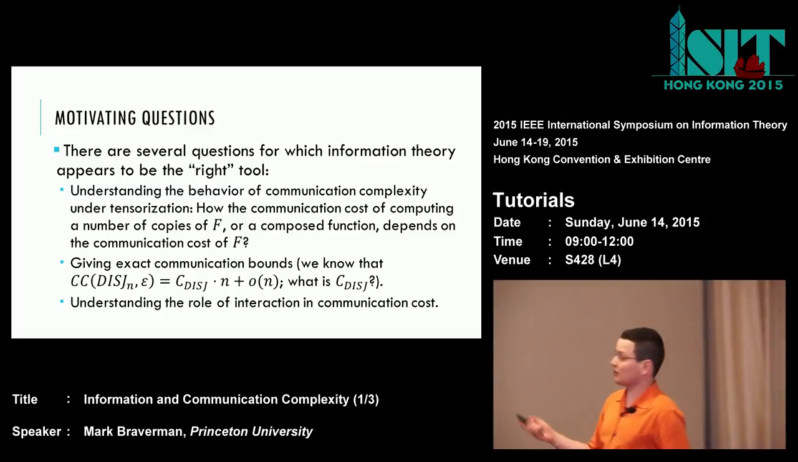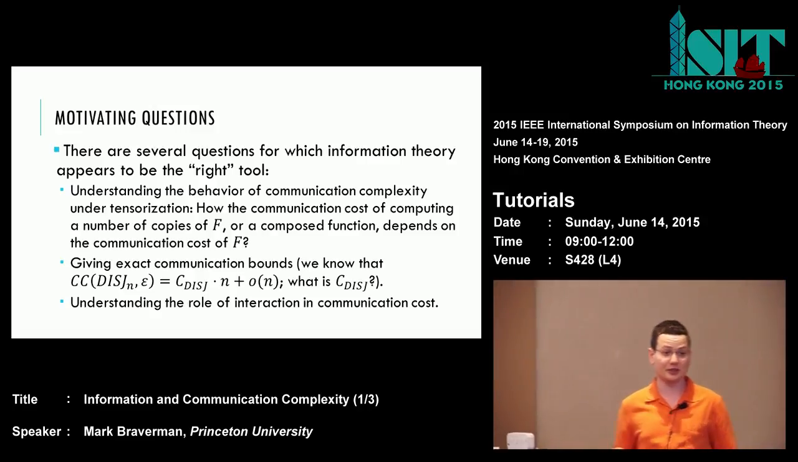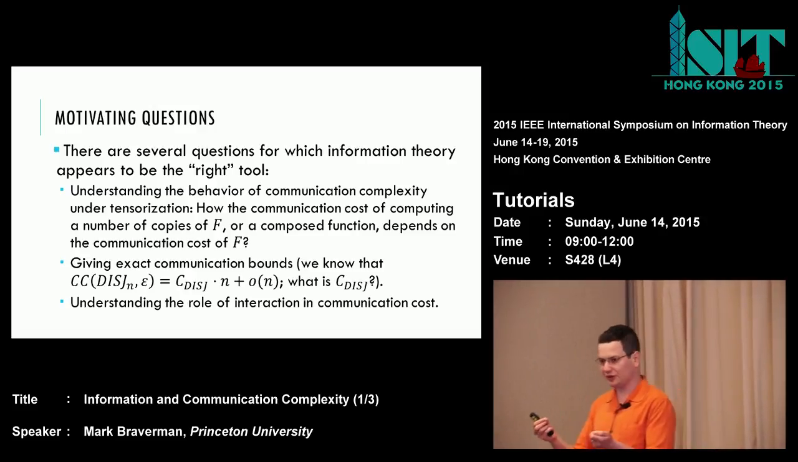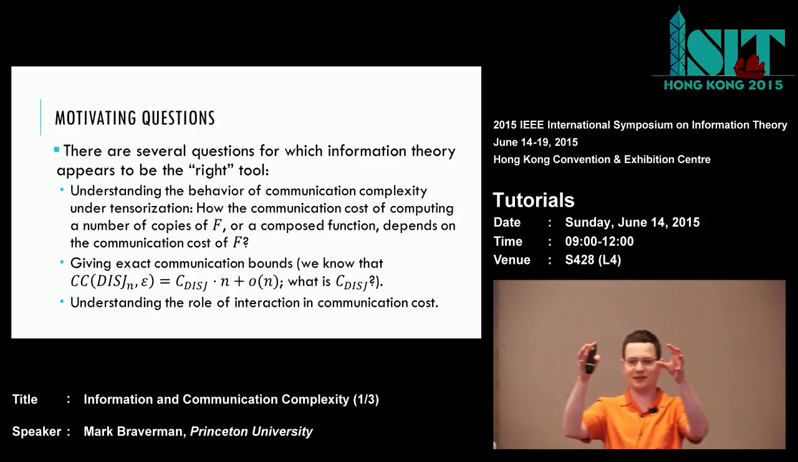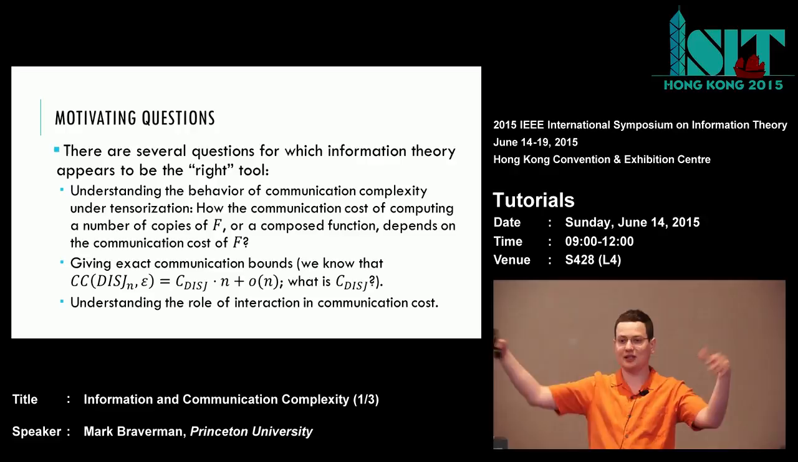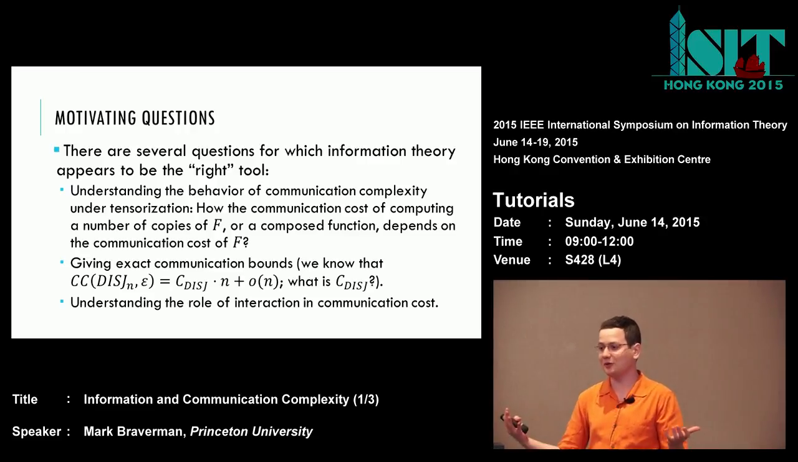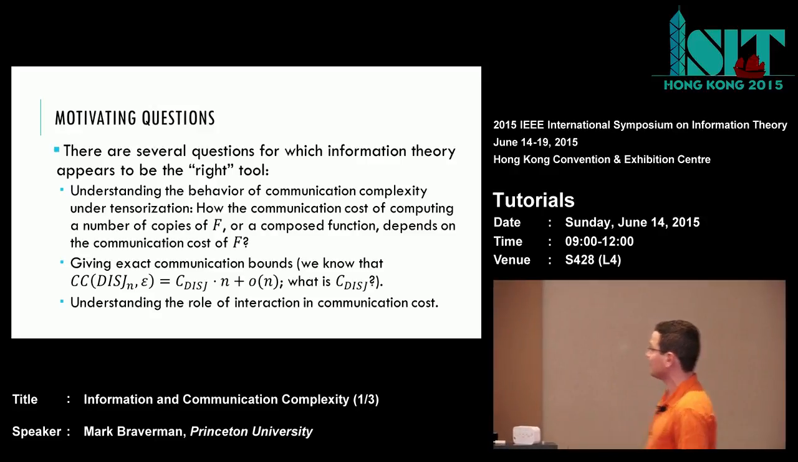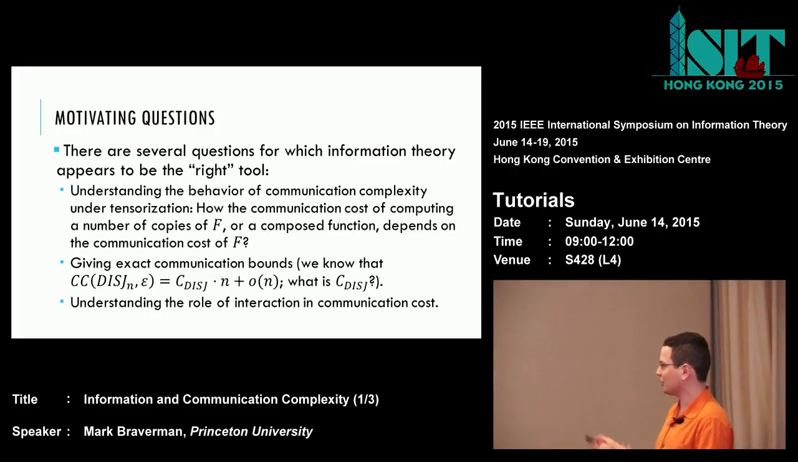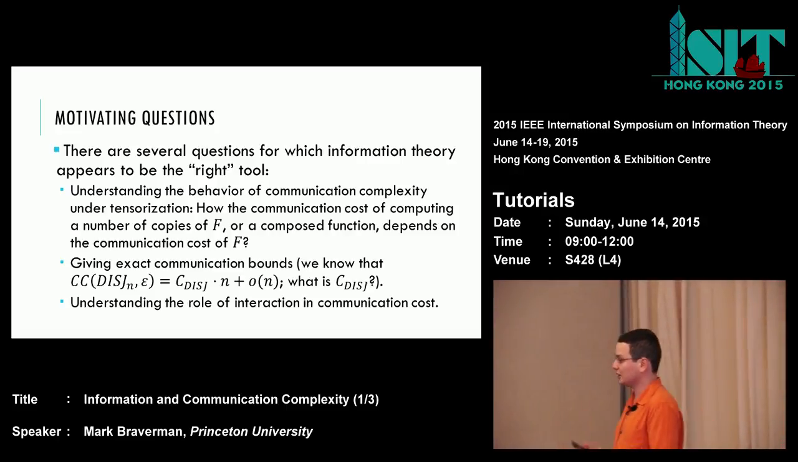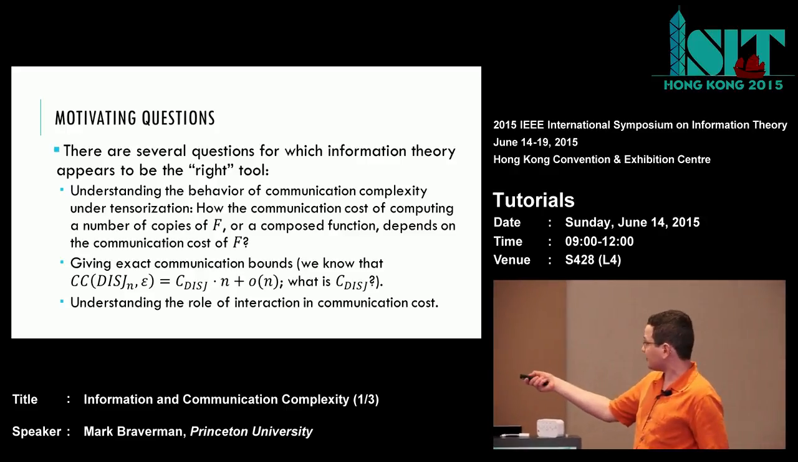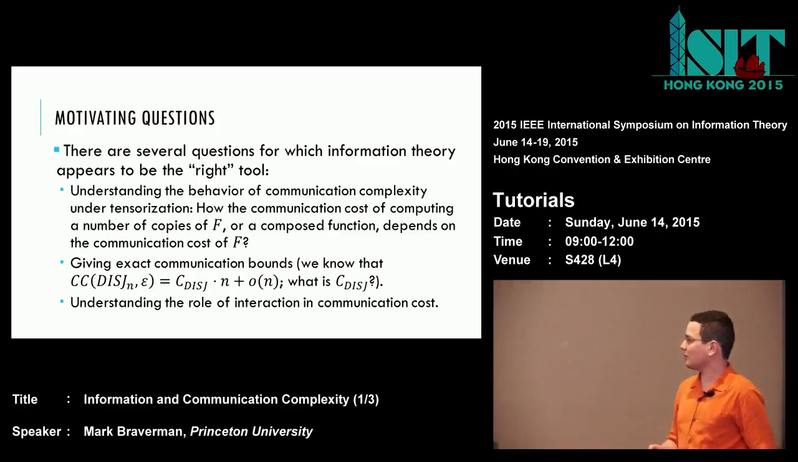So there are several questions for which information theory appears to work particularly well. One is understanding, remember I told you that we look only at one instance of a problem. It's still meaningful to ask what happens when you take many instances. How does the cost scale? And for these types of problems, maybe not very surprisingly, information theory has something to say about it. But actually, the answer is not as perfect as you would hope for, but it does give us a lot of mileage. That's one type of question.